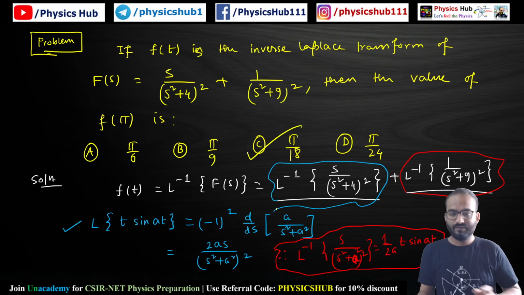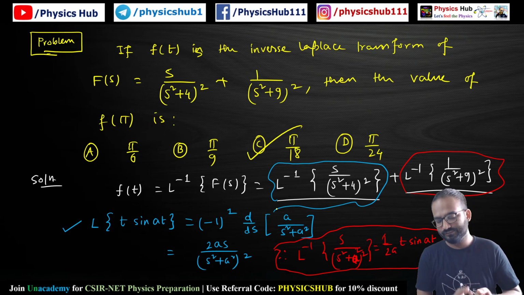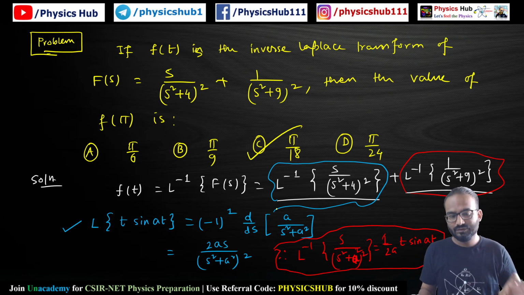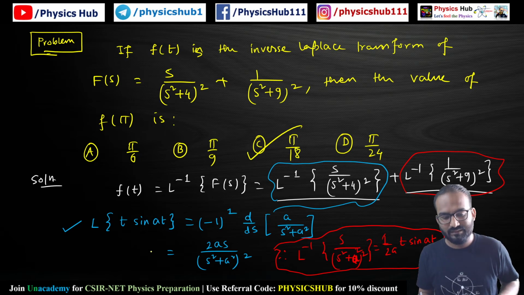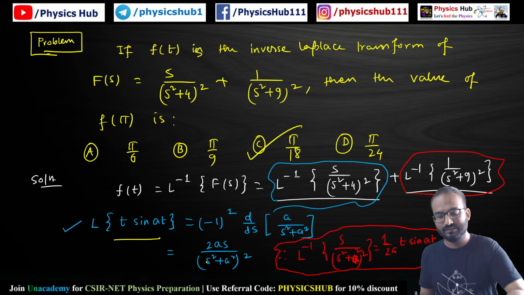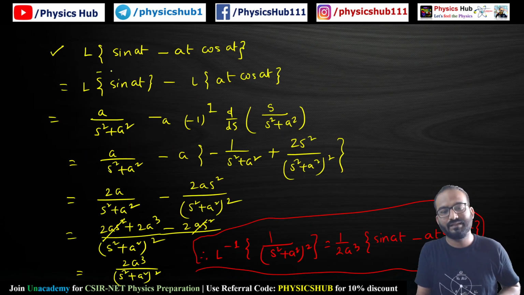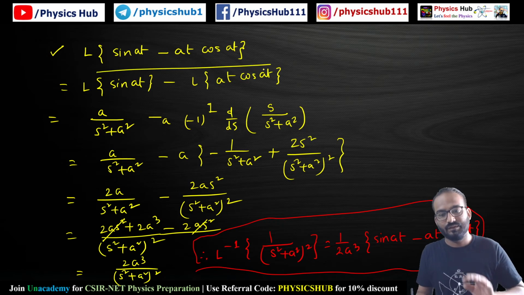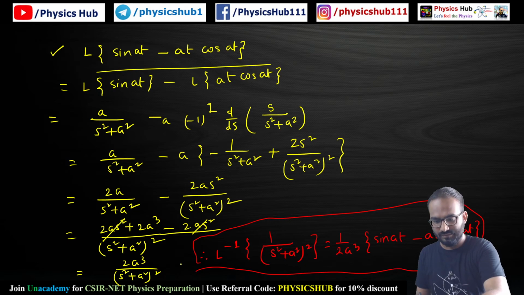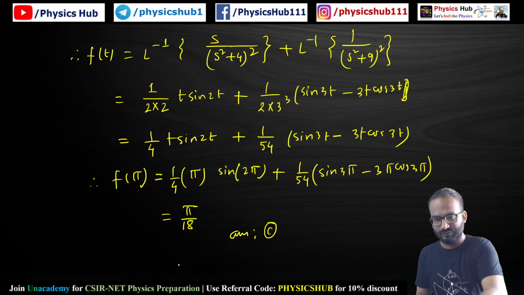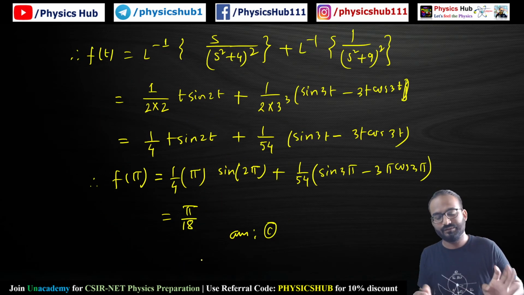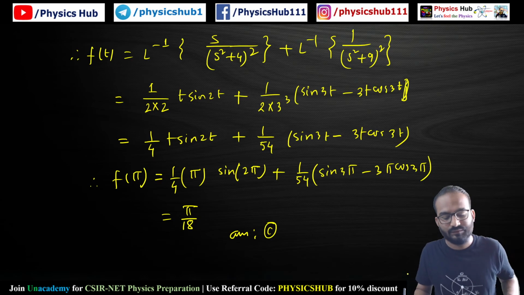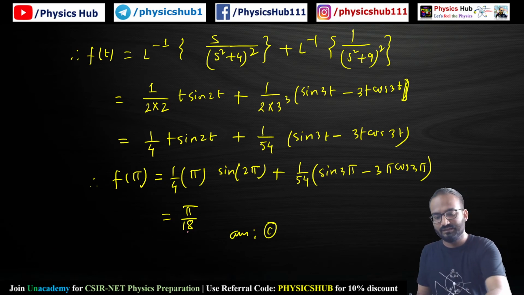So you can see this problem is not so difficult if you know certain things. If you know the Laplace transform of t sin at is this, or the Laplace transform of sin at minus at cos at is this, if you have the idea about this, then it is very easy. Otherwise, it will be very difficult for you. So I hope this type of problem will strengthen your numerical ability in Laplace transform. I hope you got some benefit from this problem. And in the next part, we'll be discussing some other things.